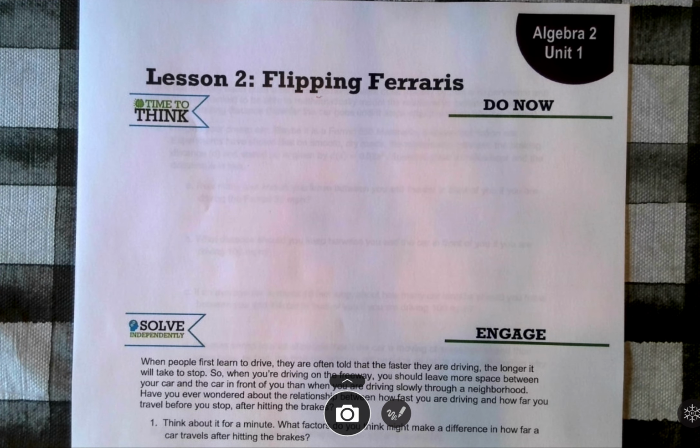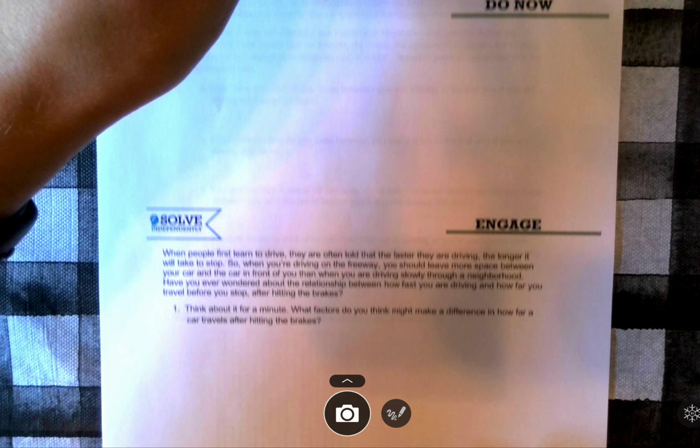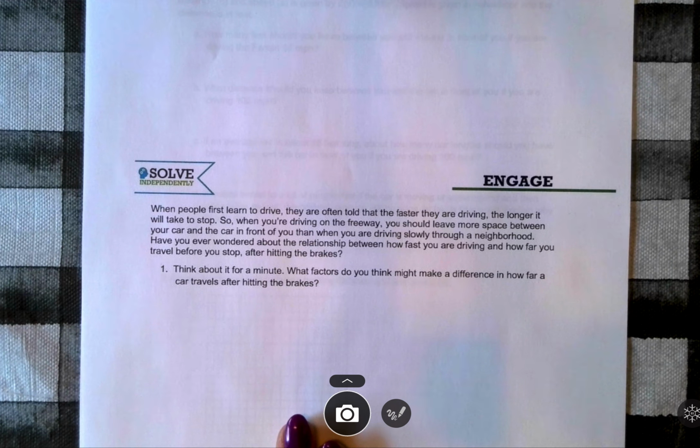Hello, we're going to look at Unit 1, Lesson 2. We are on page 13 in our workbooks. So at the bottom here, I'm going to let you answer number 1 on your own, and I'll summarize it a little bit for you, but you can read it.